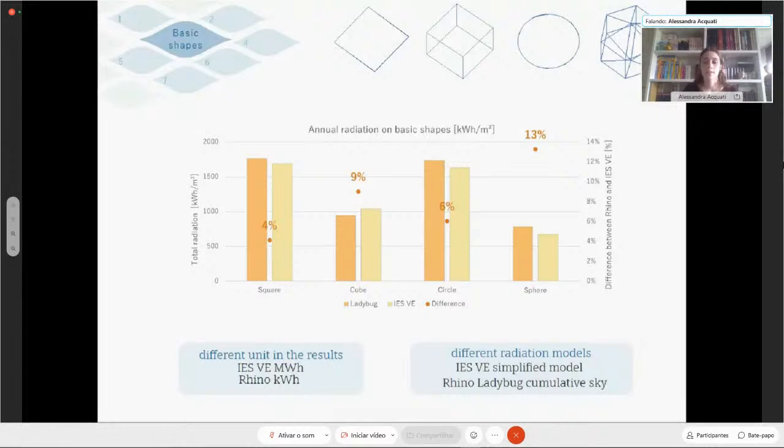It must be pointed out that the results were obtained in different units, and in the two software we used different radiation models: one simplified for ISV, and a cumulative sky model in the case of Ladybug. As we can see from the graphs, the higher difference can be found in the sphere, which reached a 13% difference between the two softwares.